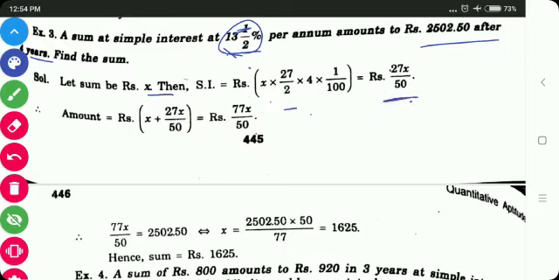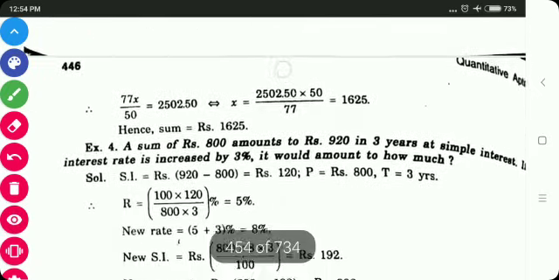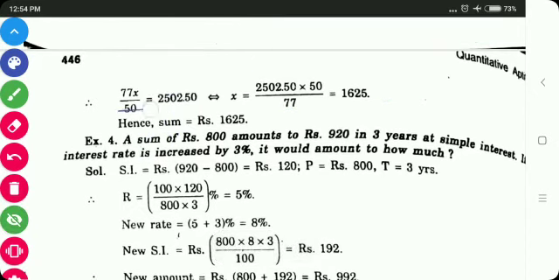So it is 27x/50. So the amount is x plus 27x upon 50, meaning this is the principal amount and this is the interest, and we will get the total amount here. So it is 77x upon 50. And we are given the amount, which is after the interest, so 77x upon 50 is equal to 2502.50. So x is equal to 2502.50 into 50 divided by 77, so it is 1625. Hence the sum is 1625.